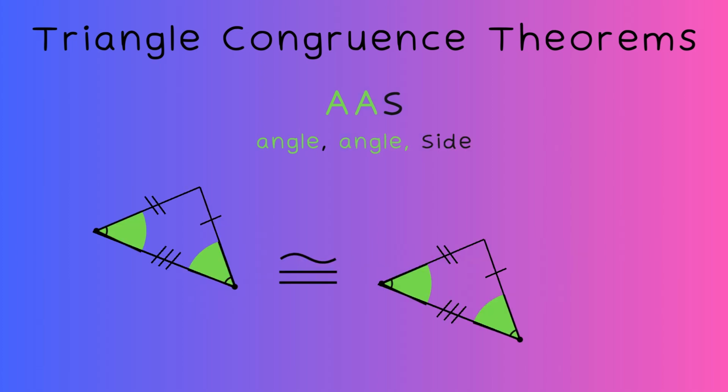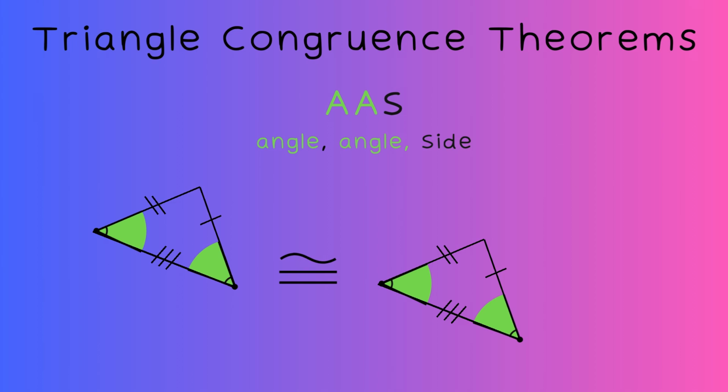All right, another way that we can tell if triangles are congruent or not is angle, angle, side. So if I have this angle and this angle and then a side, I know that my triangles will be congruent. So angle, angle, and then one of the sides attached to one of the angles, I know that the other sides have to be equal as well because those are equal.